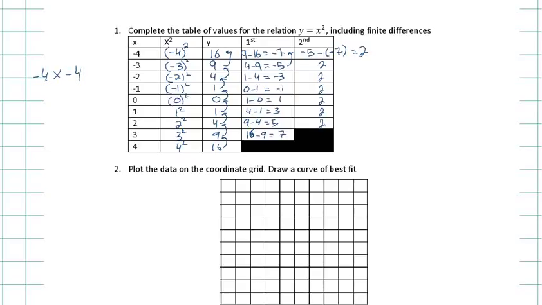Now, we call y equals x squared. Everyone's attention here. Y equals x squared is called the parent function of quadratic, which means this is where all the other functions come from. Okay? So this is called the parent.